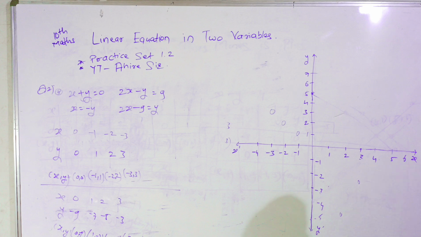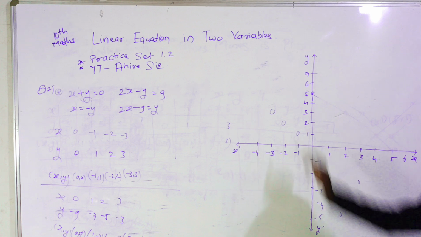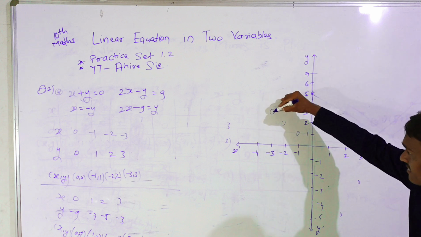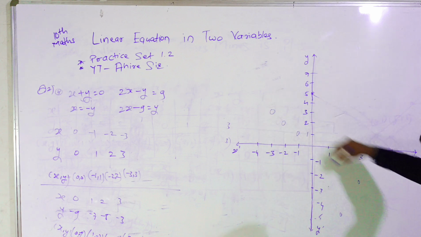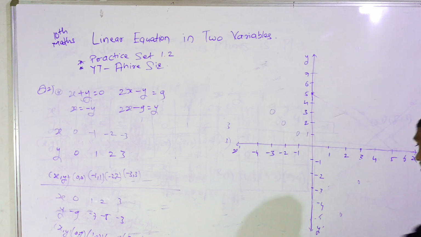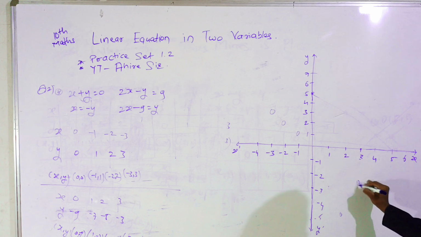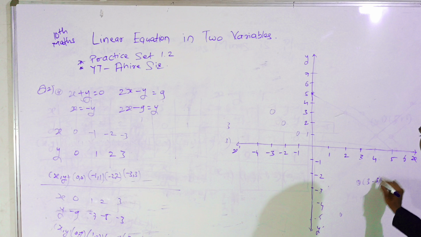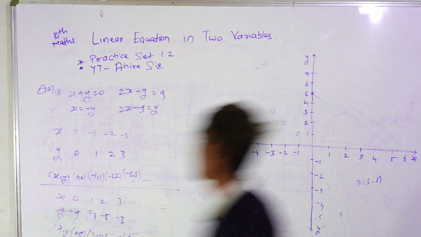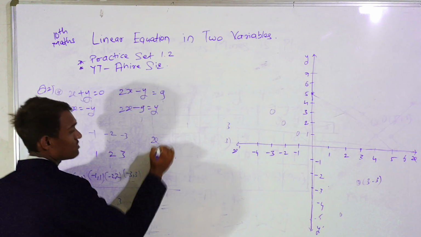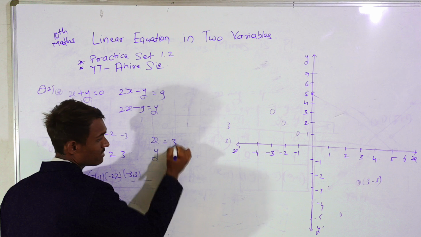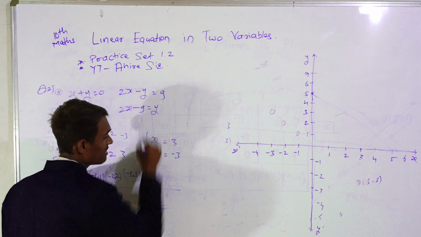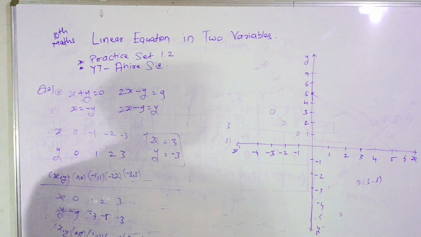So the line becomes like this one, and this will go like this. The point of intersection will be 3, minus 3. Okay, it becomes 3, minus 3. So x is equal to 3, y is equal to minus 3. This is the solution for this question.